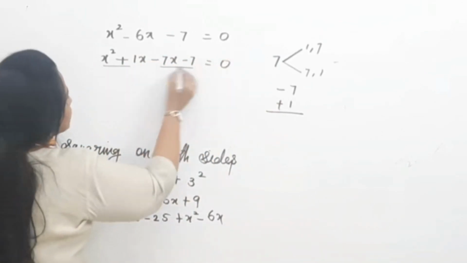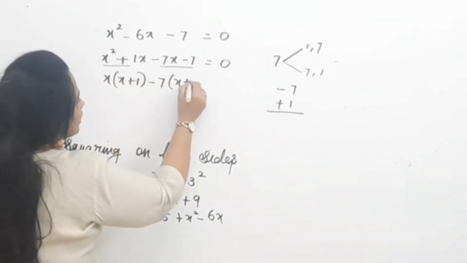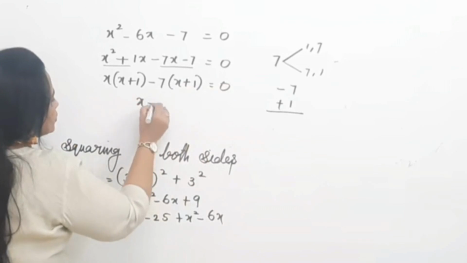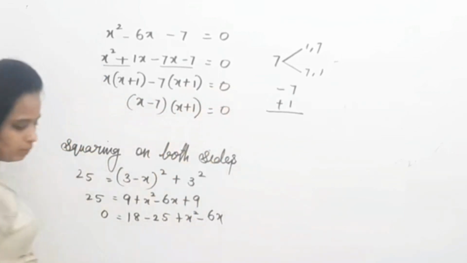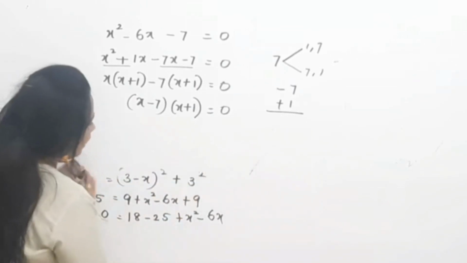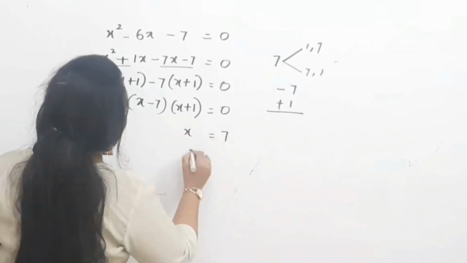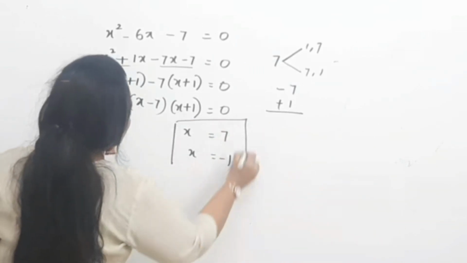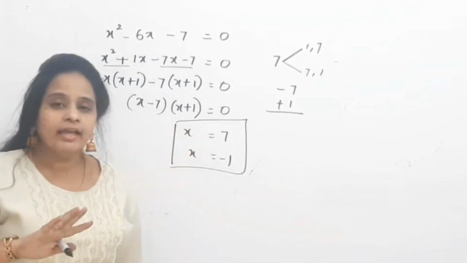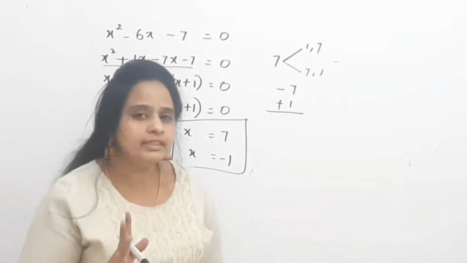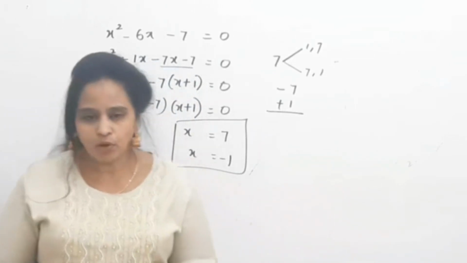I will group the terms here. I'm left with x plus 1, and minus 7 is taken outside, so x plus 1 is equal to 0. My factors are x minus 7 into x plus 1 equal to 0, and I get my zeros as x is equal to 7 or x is equal to minus 1. So for both the values of x, A and B will have the distance 5. Hope you get the point.